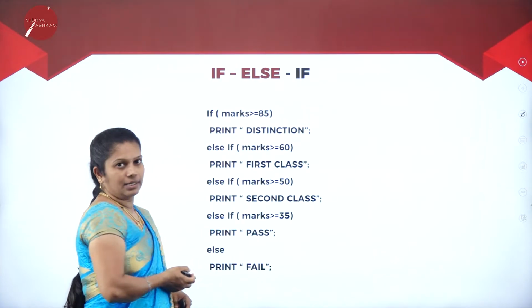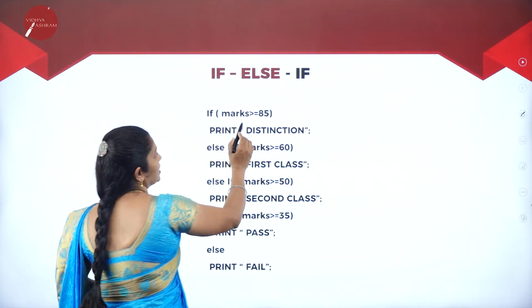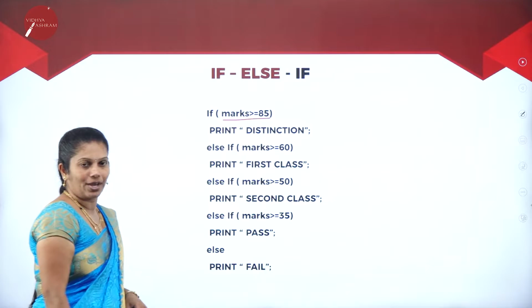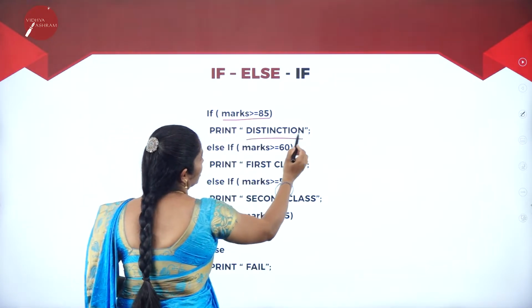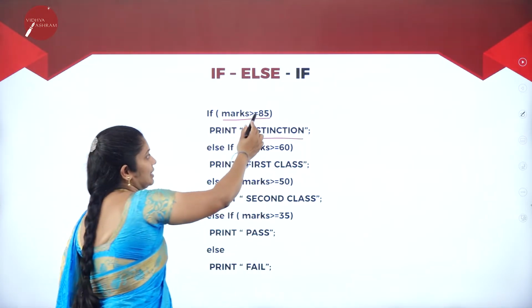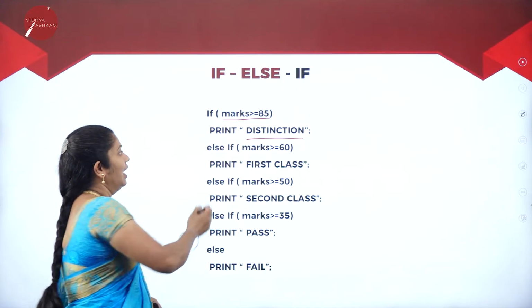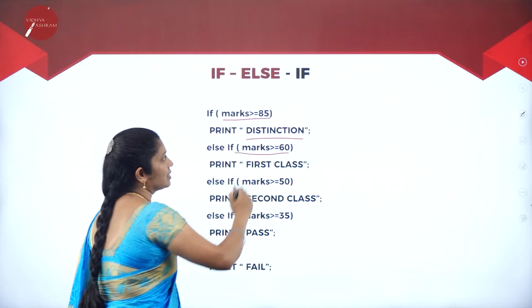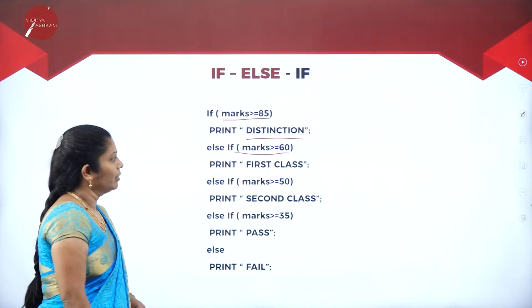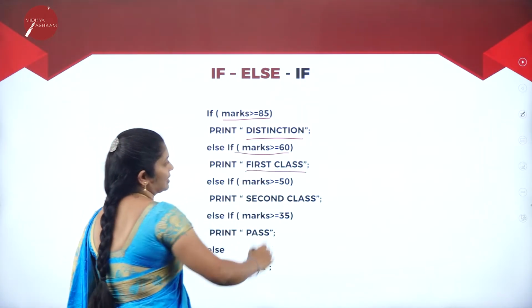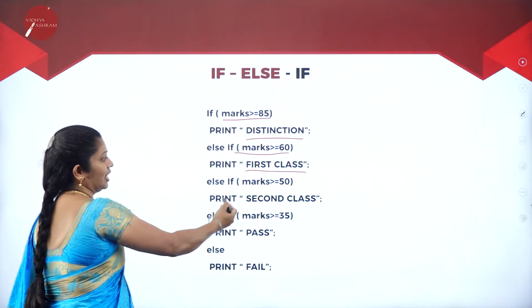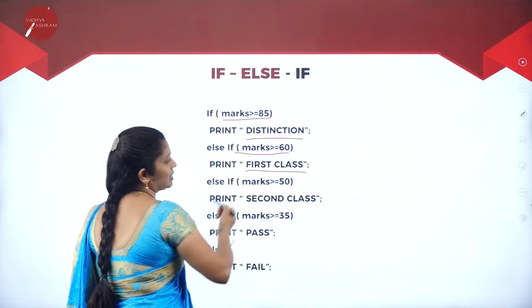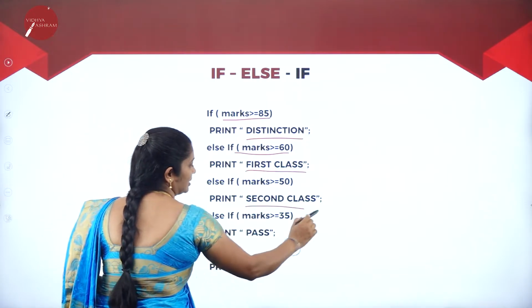Yes, if you observe the example, see, if marks is greater than or equal to 85, then it will print distinction, the first condition. If this is the case, then it will display distinction. Else, it will check for the next condition. Else if marks is greater than or equal to 60, then it will print first class. Else, it will check for the next condition. Marks is greater than or equal to 50, then second class.